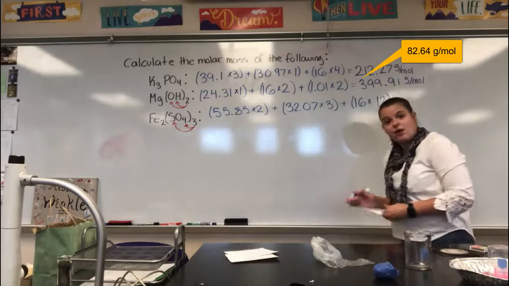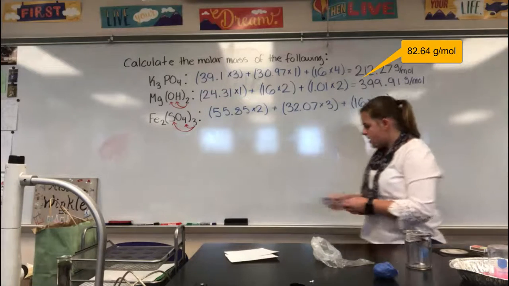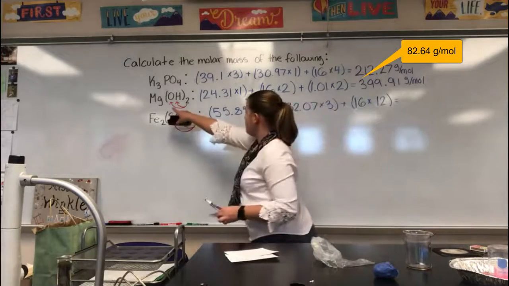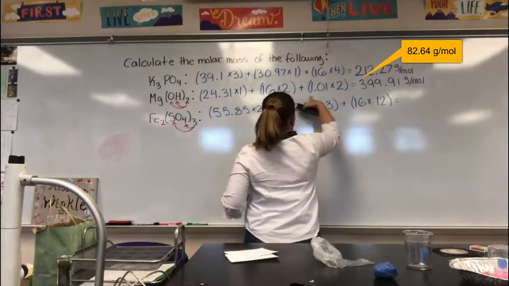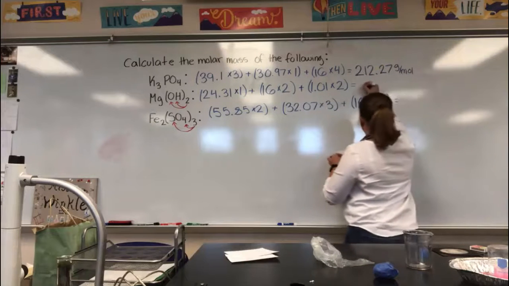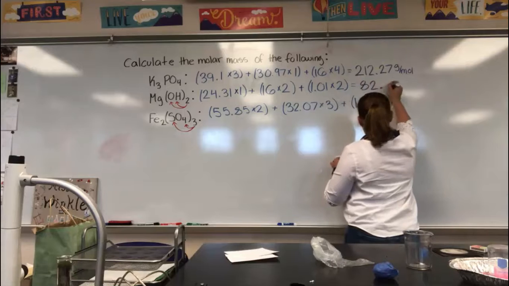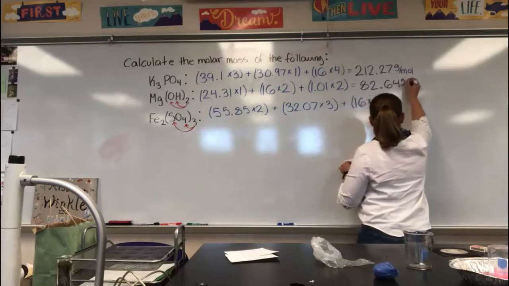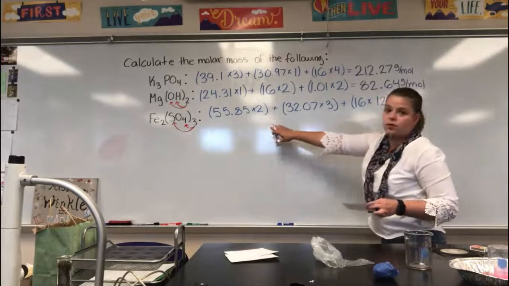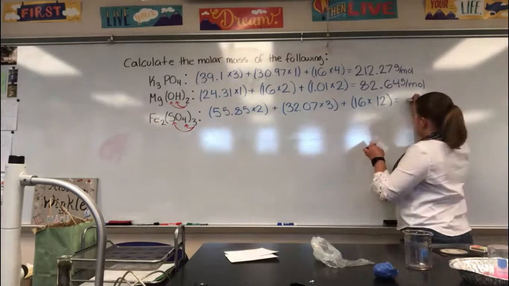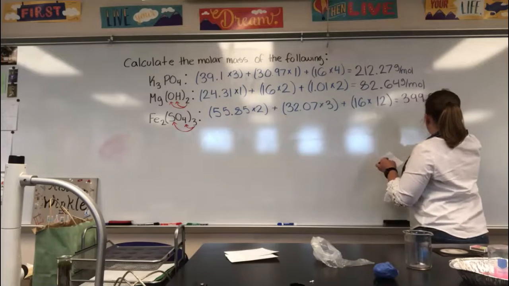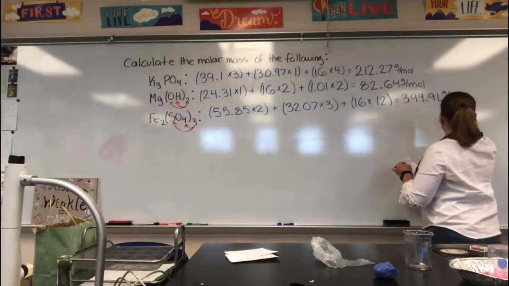And then when you plug that all in your calculator, actually, sorry guys, the Mg(OH)2, the molar mass is actually 82.64 grams per mole. And then when you calculate the Fe2(SO4)3, that molar mass is 399.91 grams per mole.